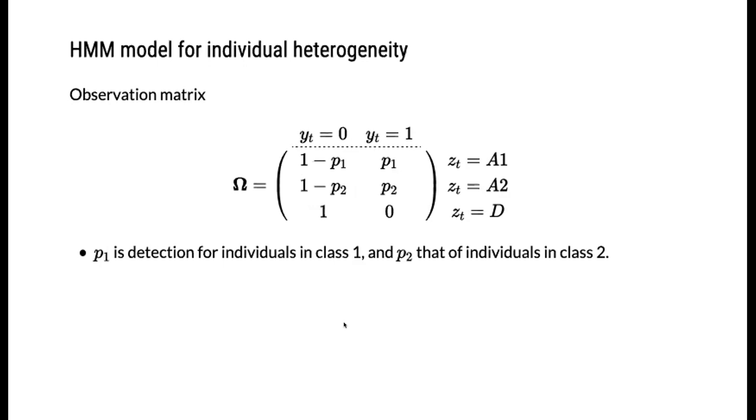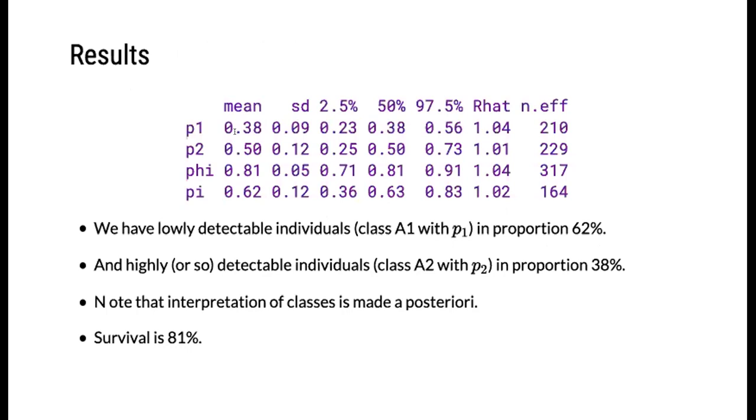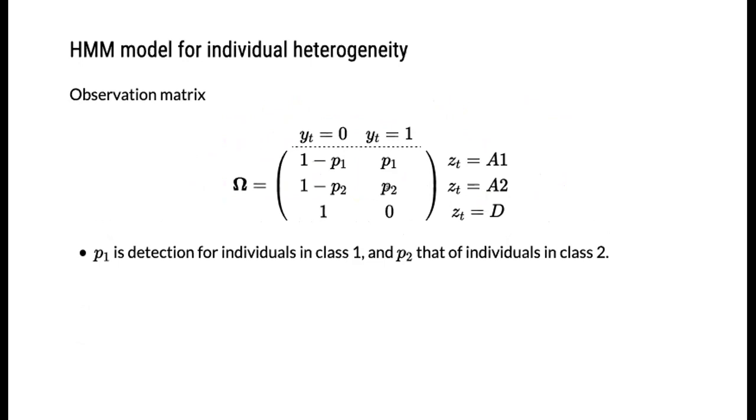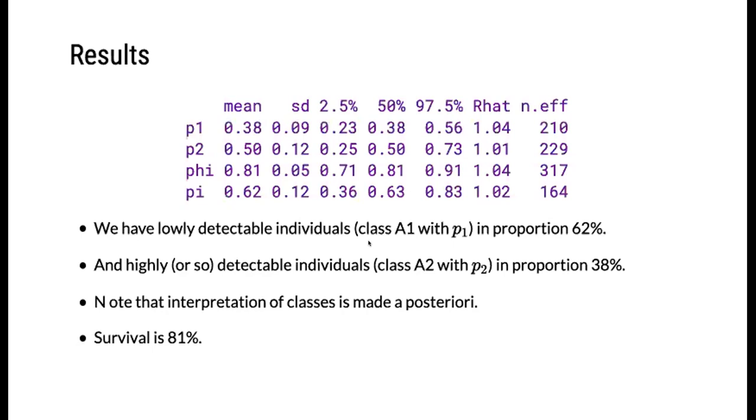If you run that in Nimble, you'll get the following results. P1 is 40% and P2 is 50%. Apparently, and we could test it formally by comparing to a model where we don't have heterogeneity, so P1 is equal to P2 is equal to P. We still have our three states, but the detection probability is the same for both. And we could compare using the WAIC, for example, to test formally whether there is some heterogeneity in the detection process.